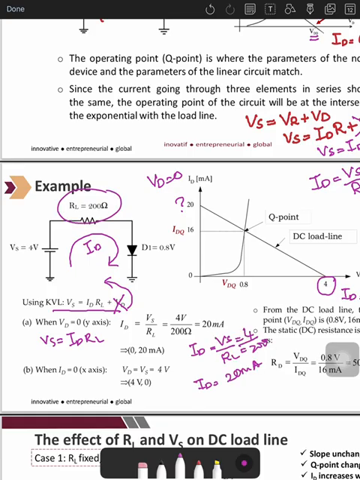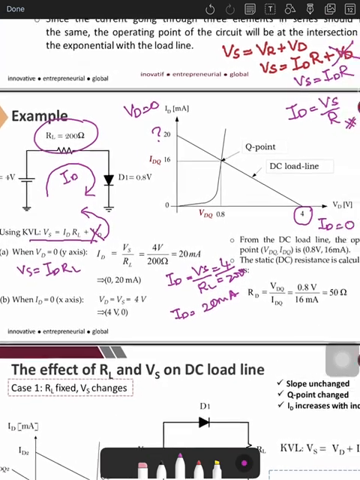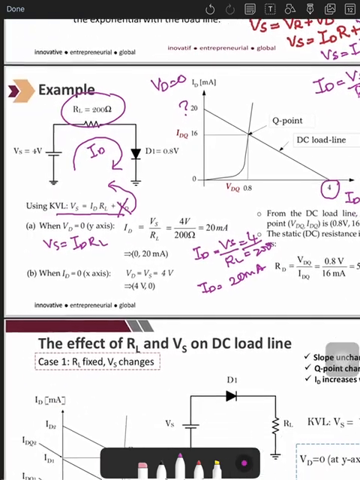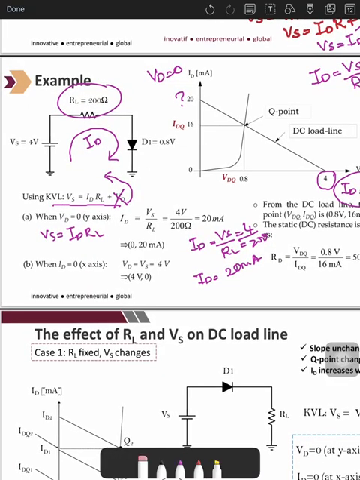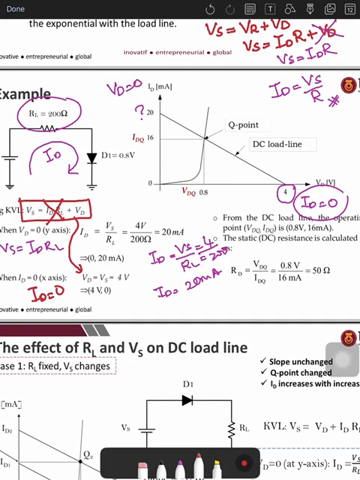What about the cutoff point? The cutoff point is where your ID is equal to 0. So from this general formula, because your ID is equal to 0, when you don't have any ID, VS is equal to VDD. Automatically, you can get 4 for the cutoff point, and then you can get 20 for your saturation region. That is how we solve the load line.